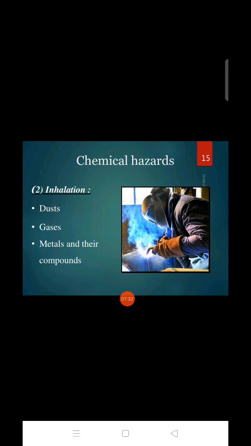Next, chemical hazard inhalation will be dust, gases, metals, and their compounds. These are the ways of inhalation: dust, gases, metals, and their compounds.